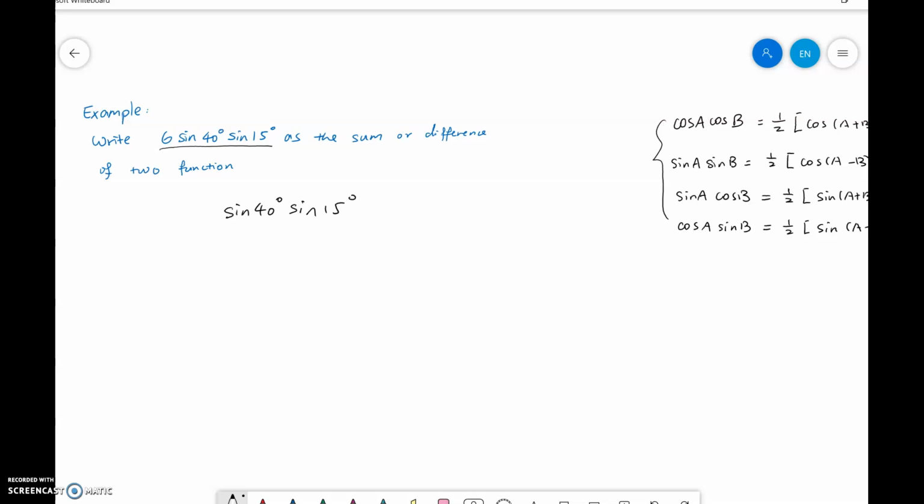First we can ignore the 6. It's just a number multiplied to the trig functions, so it's not really too important. So what we have is the format of sine of some angle times sine of some angle. That means we're going to use the sine of A times sine of B formula, where A and B are 40 degrees and 15 degrees.